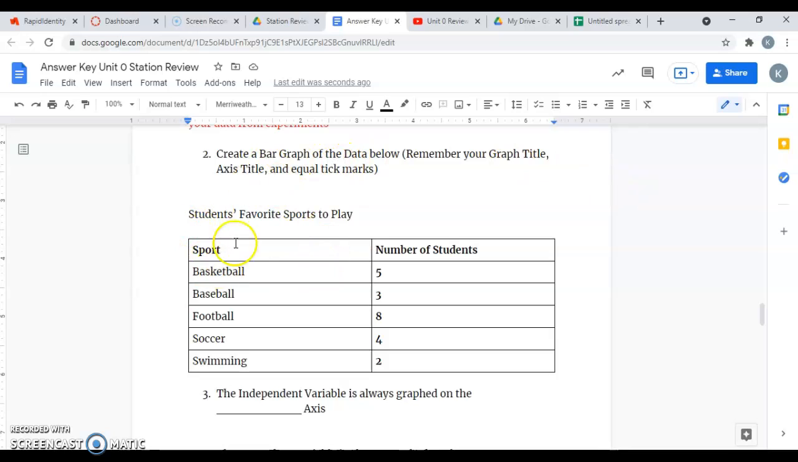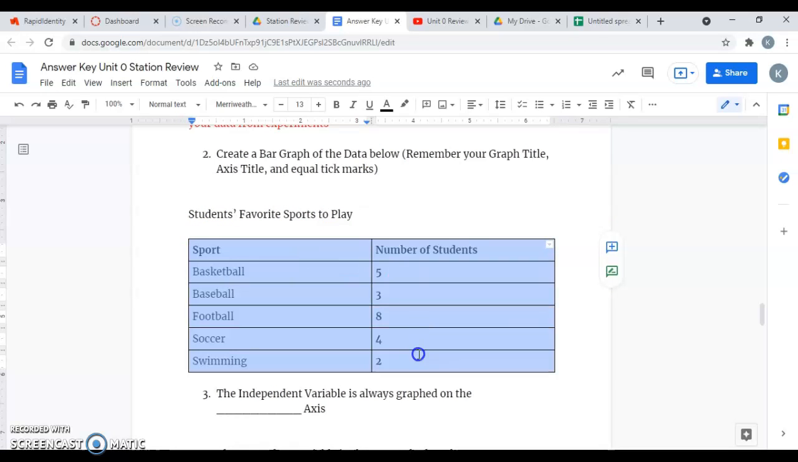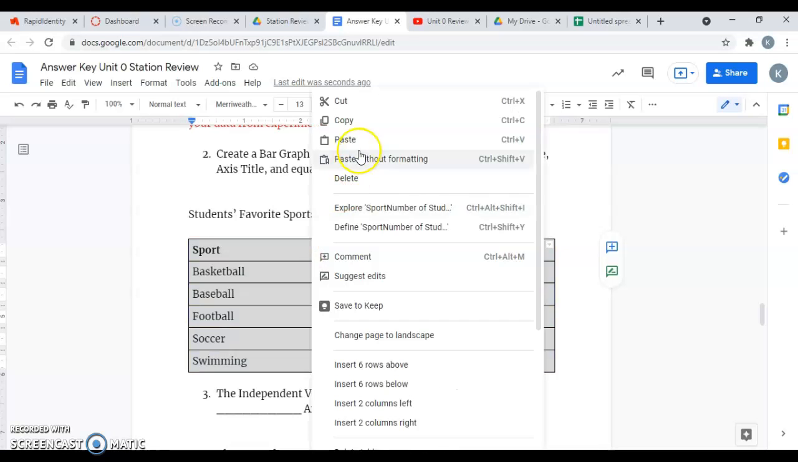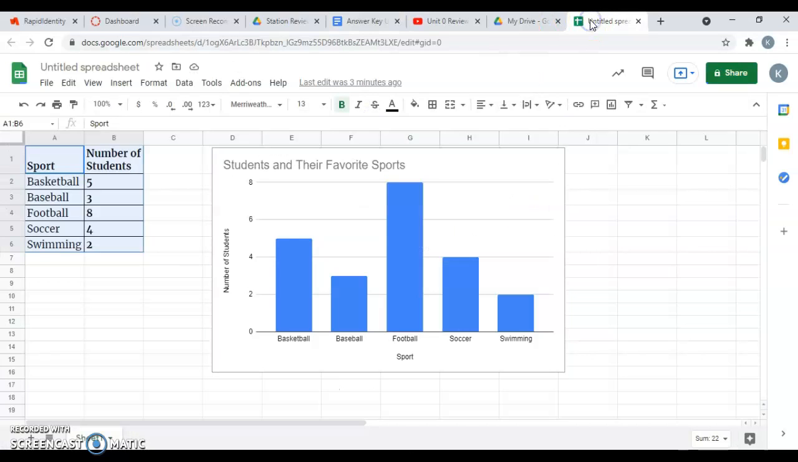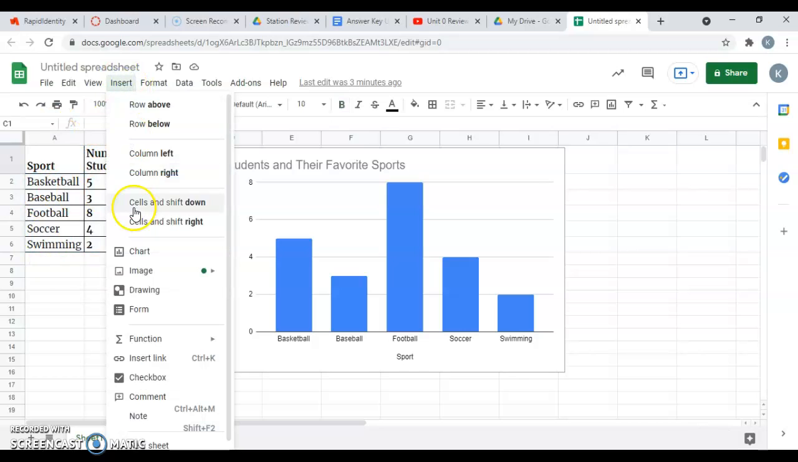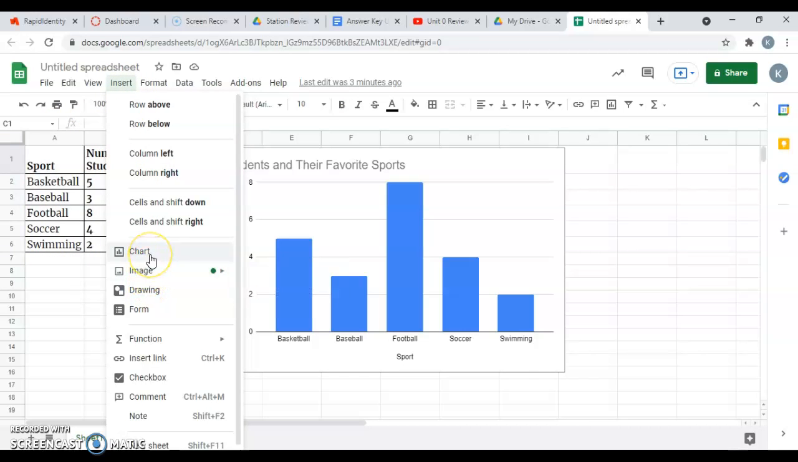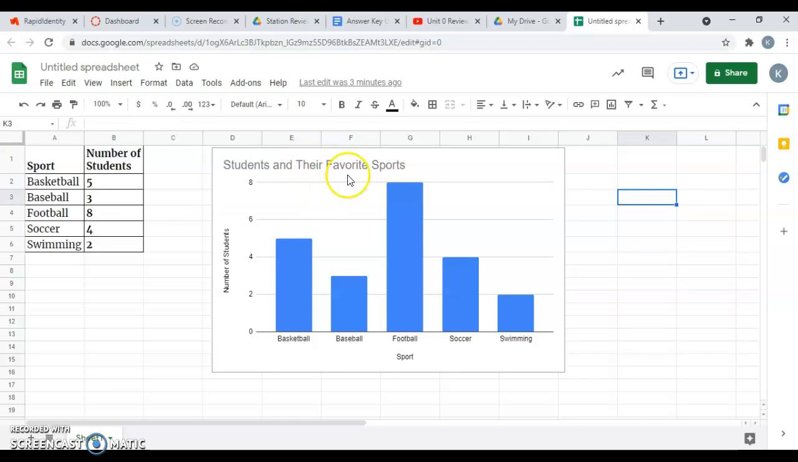So to do this, and I'll show you really quickly, I already have one up, but if you were going to do this, you could open up a Google Sheet and you just can copy the information. So we have our sport on the left, and then we have our number of students on the right, and then you come into your Google Sheet and you can paste it, and then if you go to insert chart, it will insert a chart of the information for you, and then you can manipulate your axis titles. But this is what it should look like.